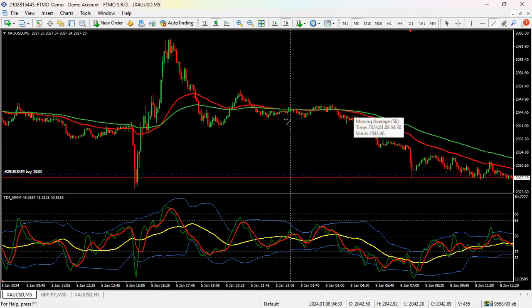So I have a cross here, and I want to get in where I see a lower low turned into either a lower high, or a higher low turned into a lower high. Either way it goes, because the trend changed right here. This is where it started.